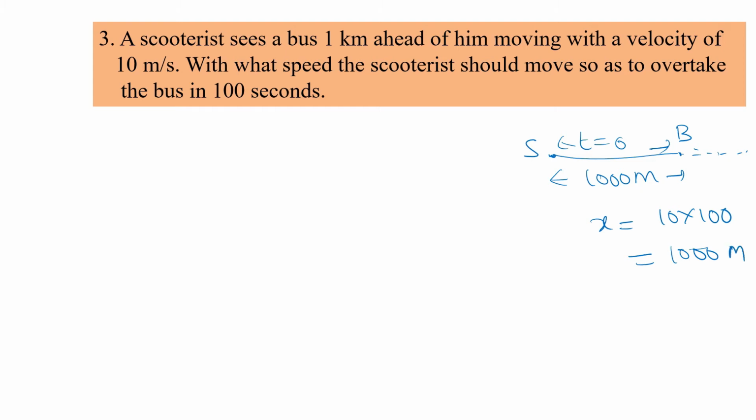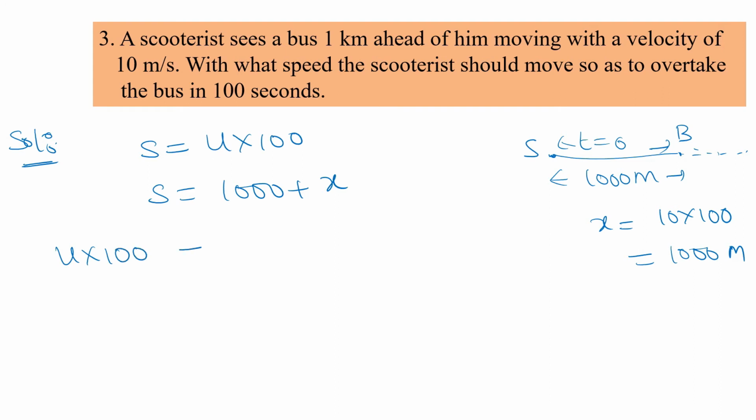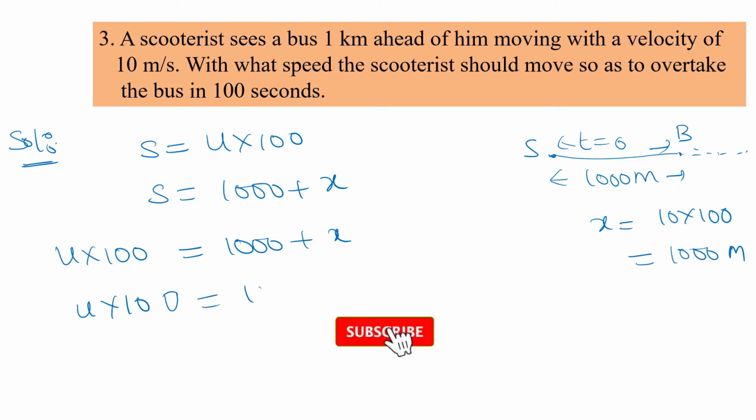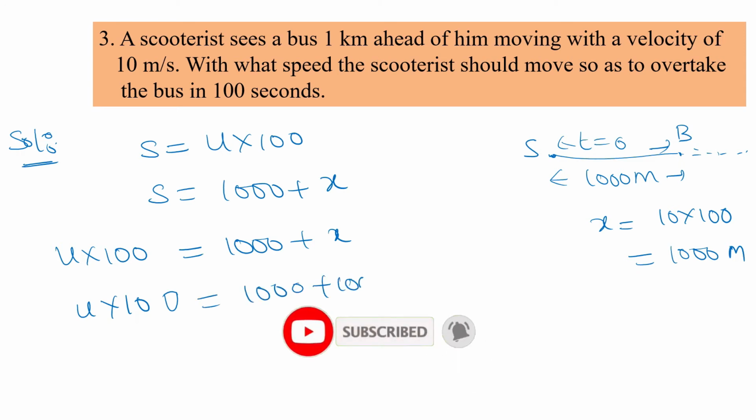So now let us go to the solution. S is equal to u into 100. So S is equal to 1000 plus x. Equating these two, u into 100 is equal to 1000 plus x. Here x we are getting 1000. So u into 100 is equal to 1000 plus 1000.